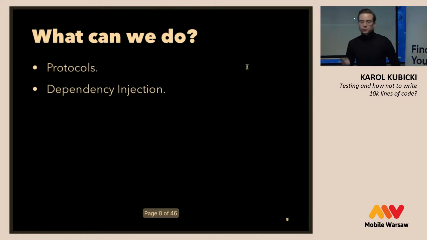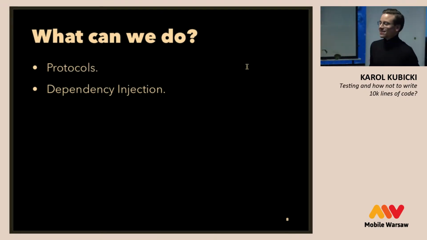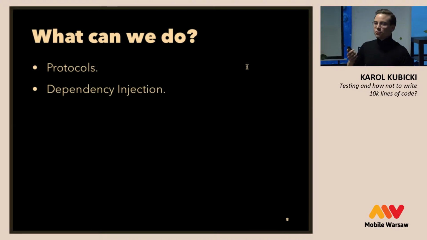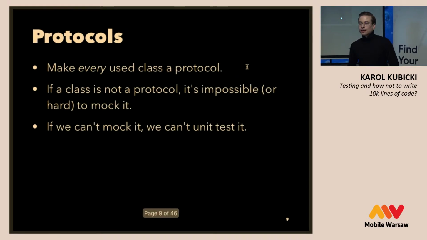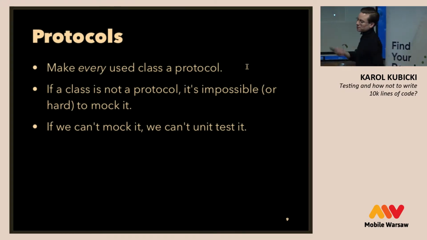But fortunately, there's a way to get out of this mess, and we can use two things that will make 95% of our untestable code testable. We will use protocols, and we will use a technique called dependency injection, which sounds pretty scary, but it's very simple. So protocols: everyone who writes in Swift knows what it is, but for those who are not writing in Swift, this is just an interface. So this is the Java interface or the Kotlin one.